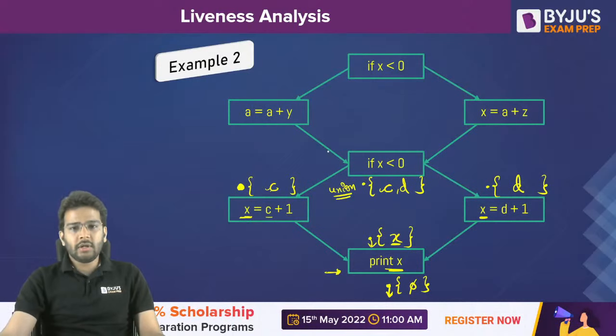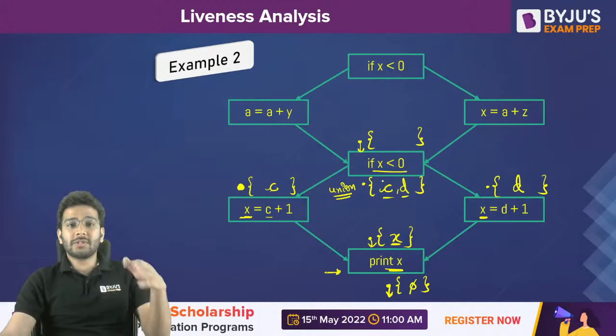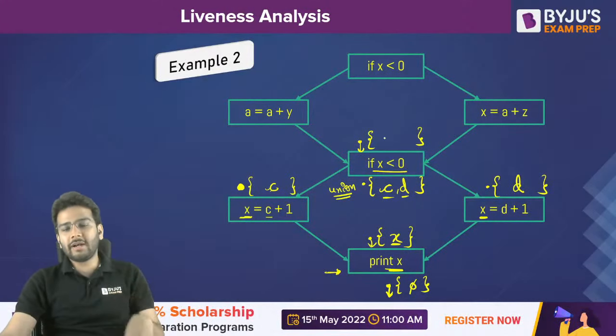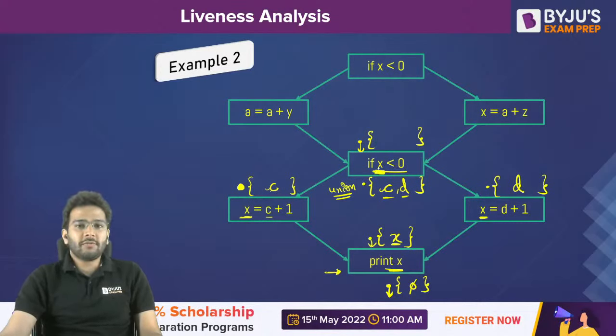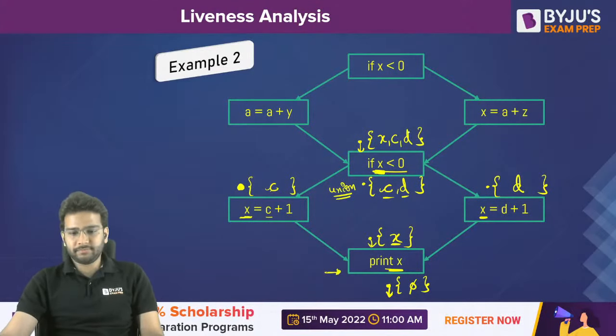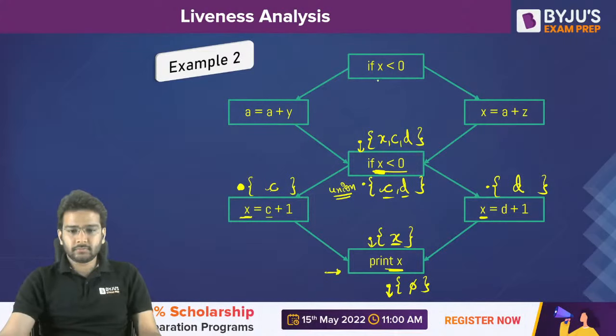Clear? Yes. Now, what about the inset of this one? From downwards, you are getting C and D, and you are not writing into C or D. So C and D will definitely be there at the inset of this block, as well as X, because you are reading the value of X. Then only you can compare with 0. Here it is if X less than 0. That means you are reading the value of X. So X will be there, C will be there, and D will be there. Any doubt? All clear so far?